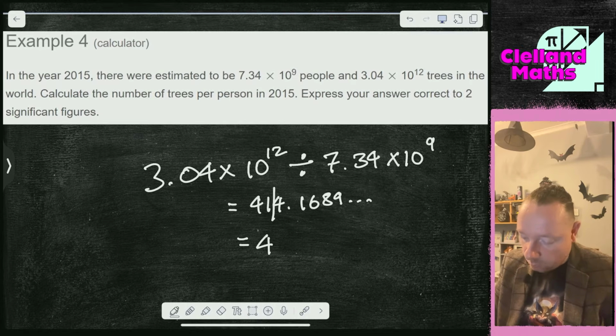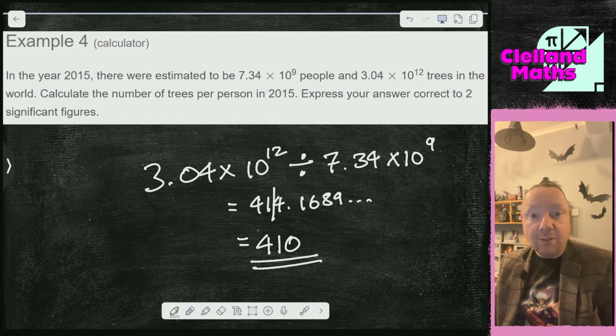So that's 4, 1 rounds down because of the 4 next to it, so that's 1, and then 0 filling in up to the point, 410, and we're done there.